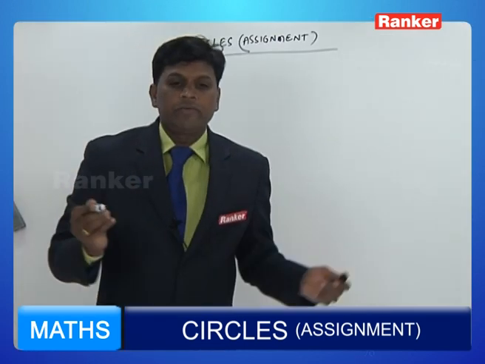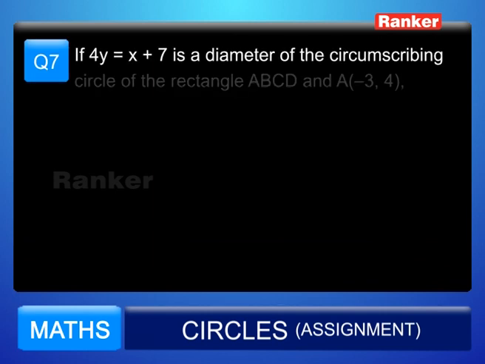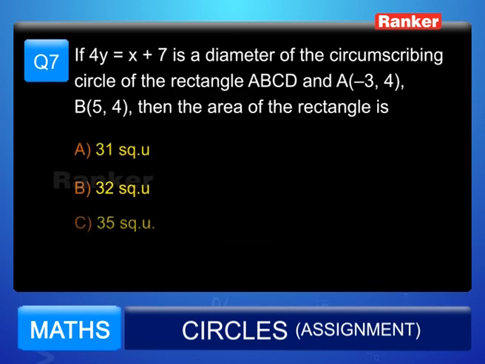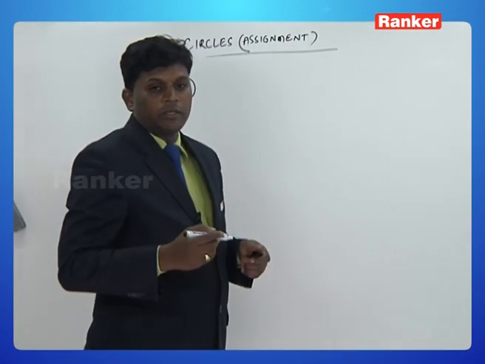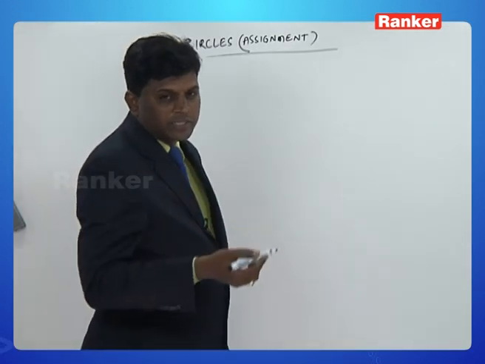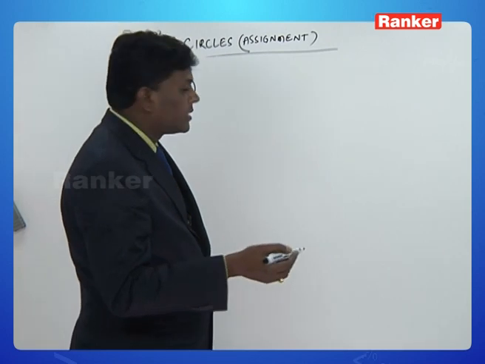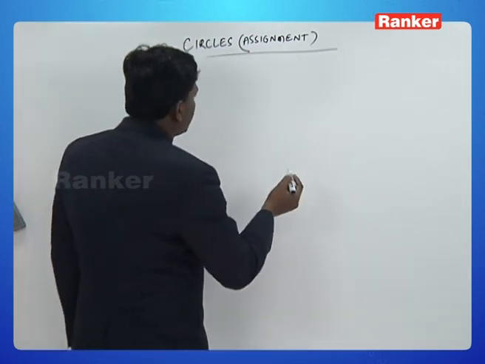Now coming to the 7th problem, in this question 4y equals x plus 7 is a diameter of the circle circumscribing the rectangle ABCD with given vertices A and B. Then we have to find out the area of the rectangle. According to the given data, 4y equals x plus 7 is a diameter given for the circumcircle of the rectangle.